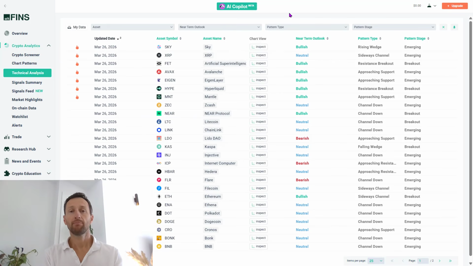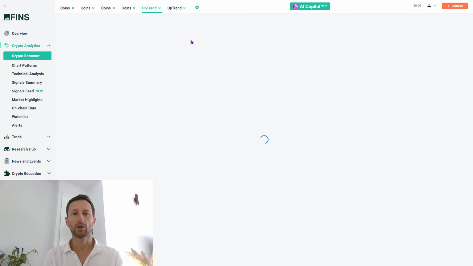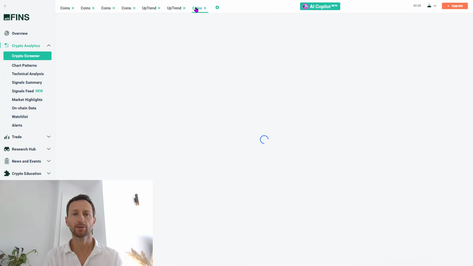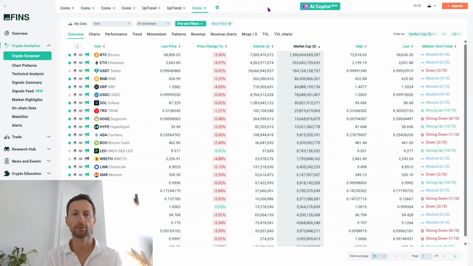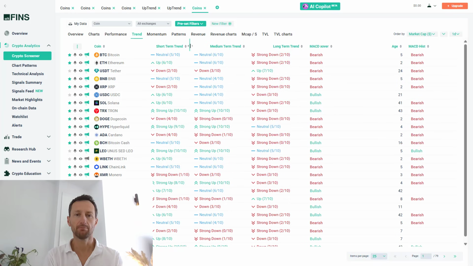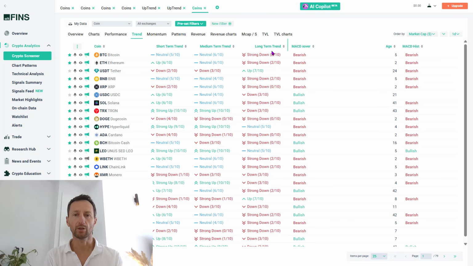Now, as I mentioned earlier, the trends have been improving, even though it's clear that most of the assets out there are still in a downtrend. But let's go ahead and take a look at what I'm talking about. So here on the trend tab, we can see what the trends are as measured by the altFINS system across short-term, medium, and long-term basis.